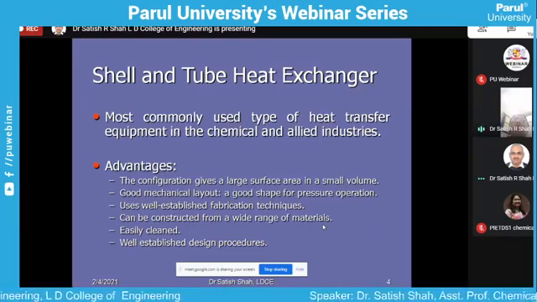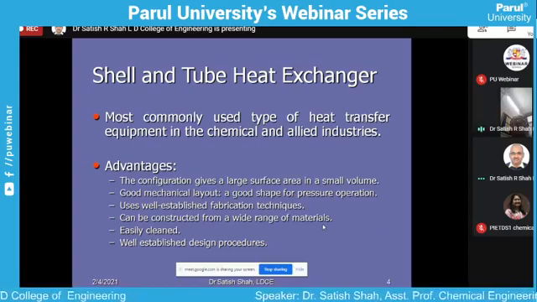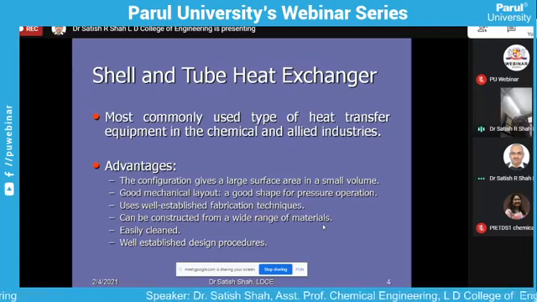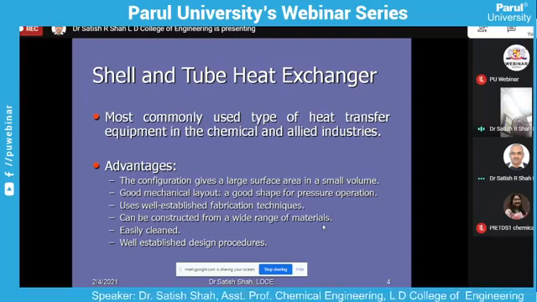But if you go for a plate type heat exchanger, we don't have this possibility, because you cannot fabricate plates from very simple materials like cast iron or cast steel. That is not possible. So you have to definitely go for a material which is very costly.